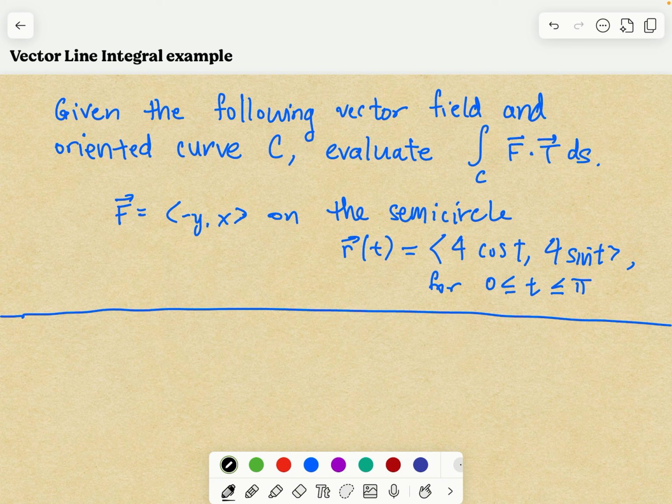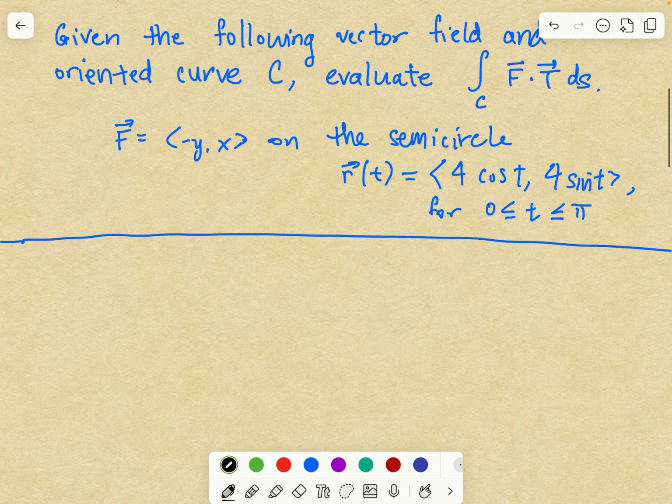In this video, I want to do some examples of calculating vector line integrals. The first question says, given the following vector field and oriented curve C, evaluate the integral of f dot T ds. And the first example is f equals negative y, x on the semicircle r of t equals 4 cosine t, 4 sine t for t between 0 and pi.